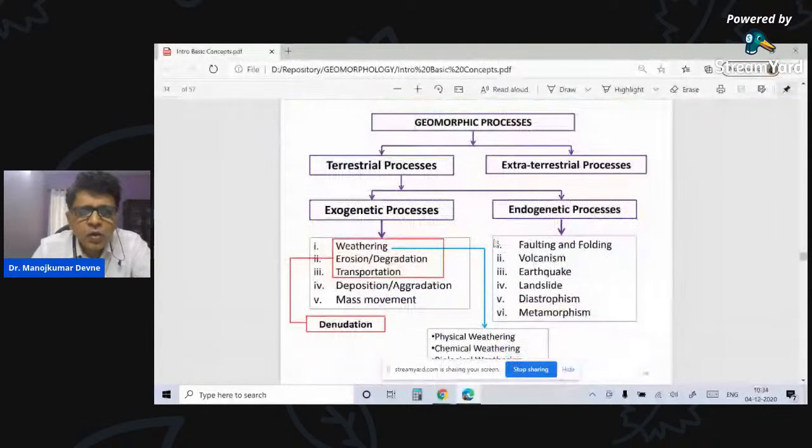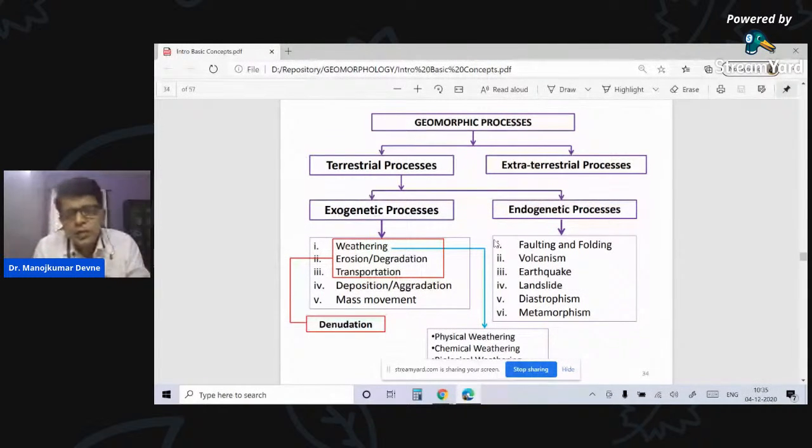Now, what are these geomorphic processes? You're going to have terrestrial and extraterrestrial geomorphic processes. Extraterrestrial geomorphic processes are very rare. A meteor striking the Earth or a shooting star falling on the surface is an extraterrestrial process. Otherwise, most of them are terrestrial, that's within, and they are further divided into two: exogenetic processes and endogenetic processes. Endogenetic processes are folding, faulting, volcanism, earthquake, landslide, diastrophism, metamorphism. All of this is endogenetic. That comes from the interior. The forces in the interior of the Earth are going to produce these.